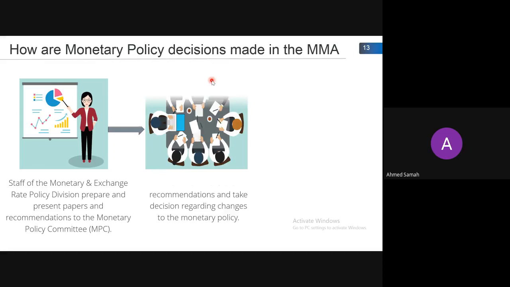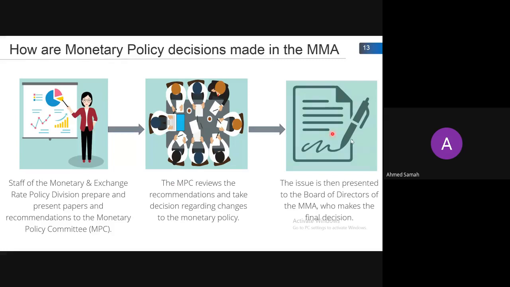Then the monetary policy committee will review our recommendations and take decisions regarding any changes to the monetary policy. After their review, they will take it to the board of directors of MMA, who will make the final decision. So we will again present these recommendations to the board of directors. Then the board of directors will finally decide. So this is the process in the Maldives.